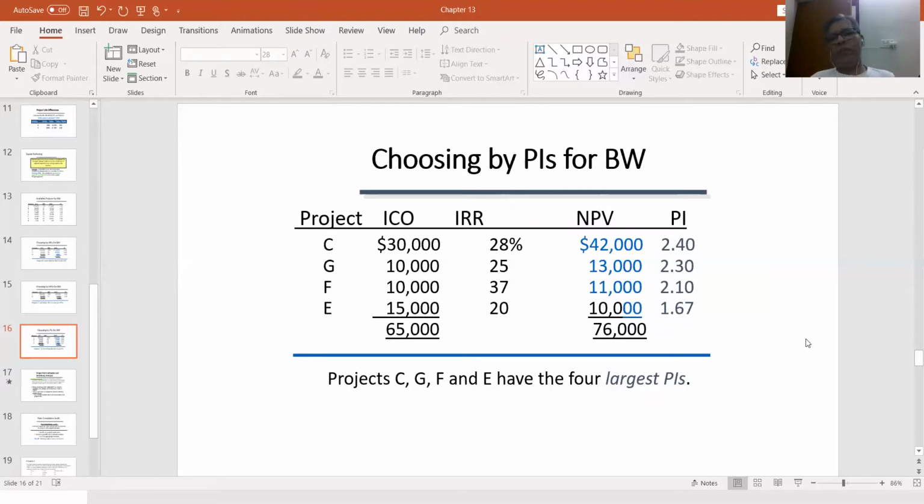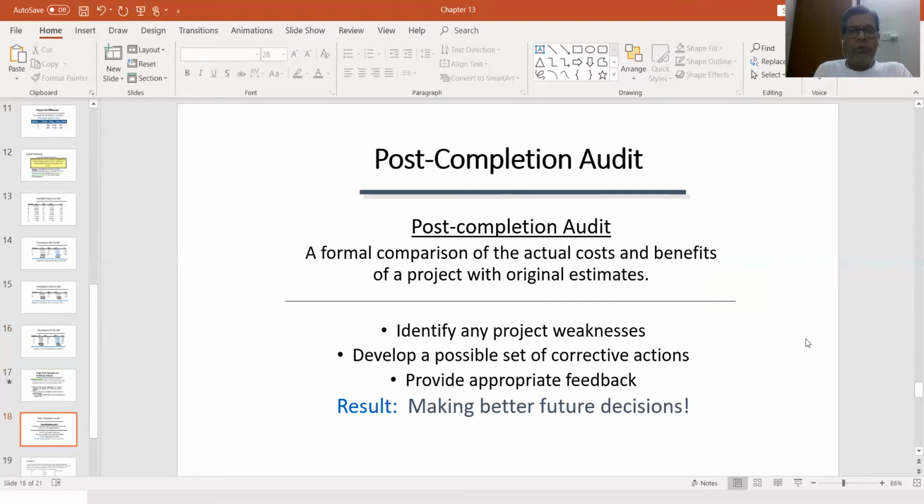So the question is which criterion we need to follow. We have different methods, and the question stipulates that a particular method is to be utilized in order to select a project. If you look at the post-completion audit, this is more important because of the formal comparison of the actual costs and benefits that you can link with a project, and then compare with the original estimates. This post-completion audit will give you an overview of what your weaknesses are. You need to take corrective measures, and then it gives you feedback. So the overall result of this entire analysis is that we need to make better future decisions.